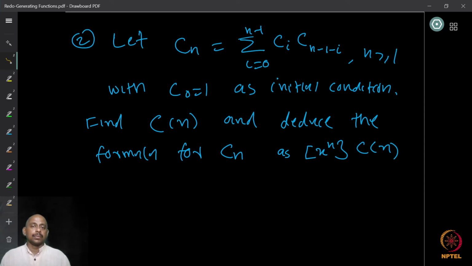Second question asks you to solve the recurrence relation Cn is equal to the summation over i equal to 0 to n minus 1 of Ci times C n minus 1 minus i, where n is at least 1, with C0 equal to 1 as the initial condition. So find C of x and then deduce the formula for Cn as the coefficient of x raised to n in C of x. So this is what you should do.